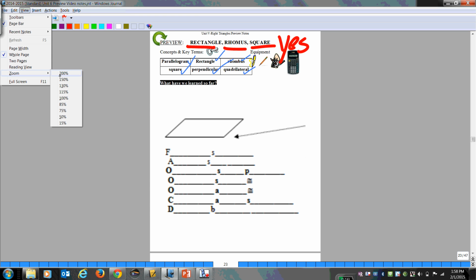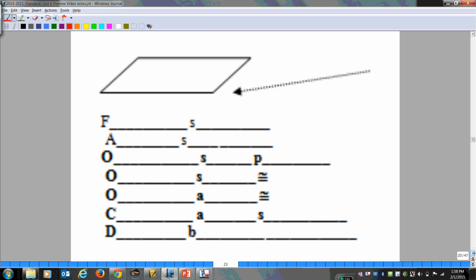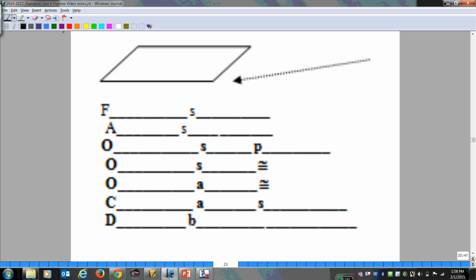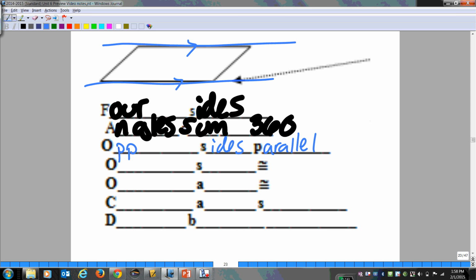So we've talked about parallelograms. Let's recap what we know about parallelograms. One, we have 4 sides and we have angles which sum to 360. Now that's true of all quadrilaterals, not just parallelograms. We also learned that opposite sides are parallel, going both ways.